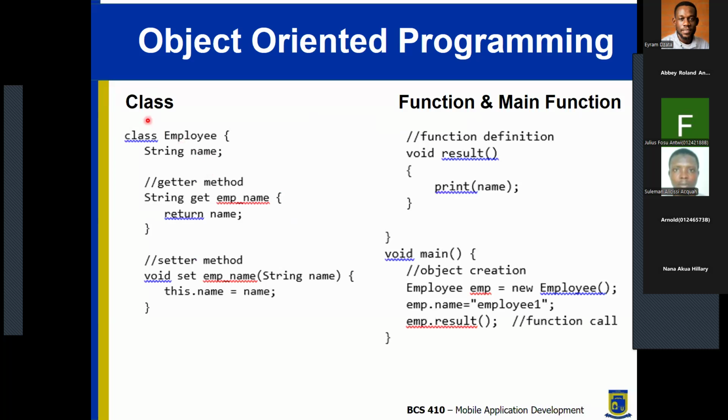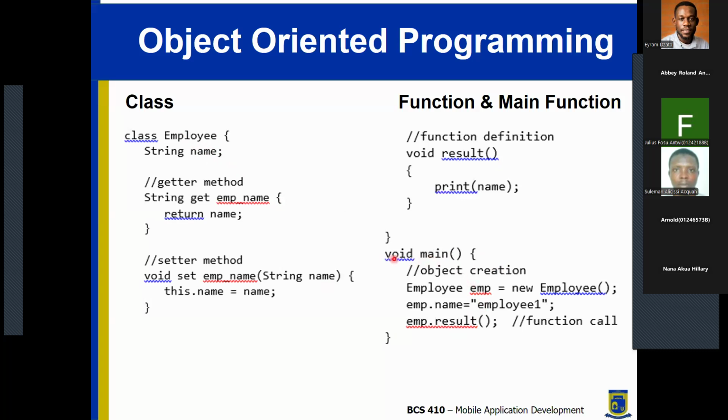All right, so an example is here. We have a class, a function, and then the main function. This is a class Employee, taking a field or attribute, string name. Then we introduce the getter to get the name, and the setter here, just like we've seen in Java in previous years. Then we have a function which has also been created in the class. This is the result function, which is supposed to print out the name that is declared here.